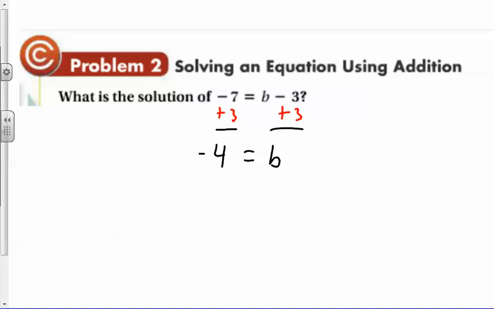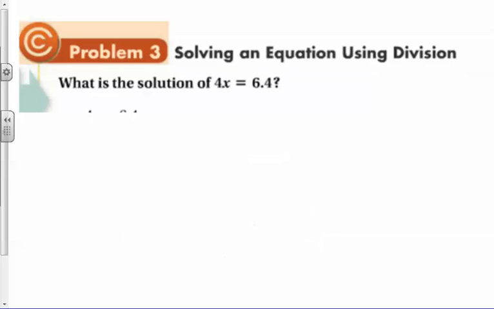Now I can go back and check. Let's see, negative 7. Is that the same as doing negative 4 minus 3? Well, the signs are the same. We add, we get negative 7. It checks out, so I know that I got that right. All right, so you've got it. Pause the video, do it. I'll see you back here in a second.